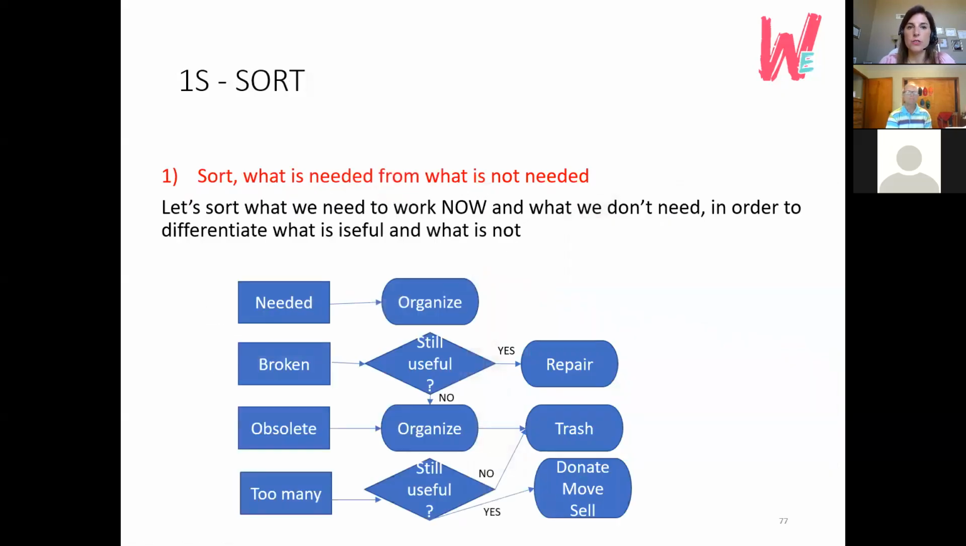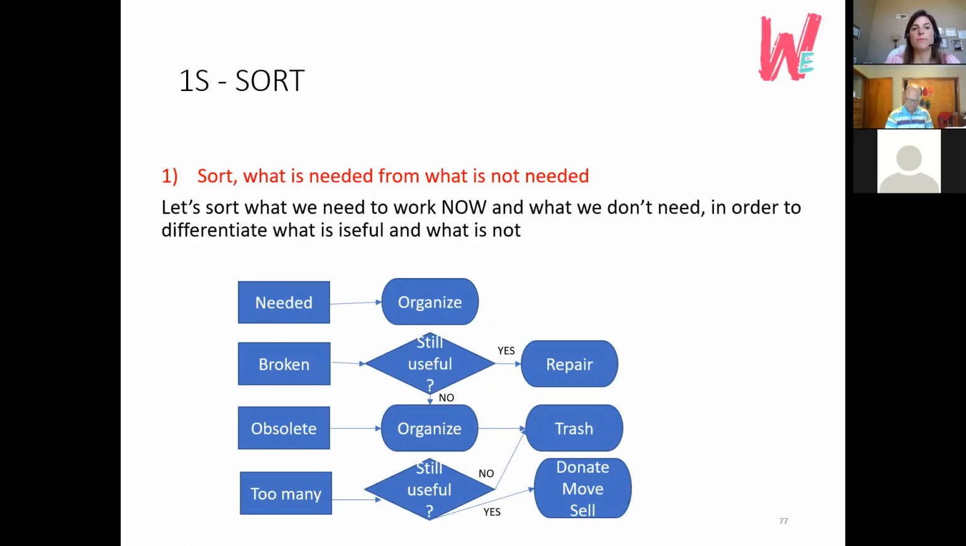So the second part of sort is to actually sort what is needed from what is not needed. Okay, so you define what you need now from what is not useful or what you don't need right now. So first you define, okay, I need this, I have to store it. You move it to the next S, store.